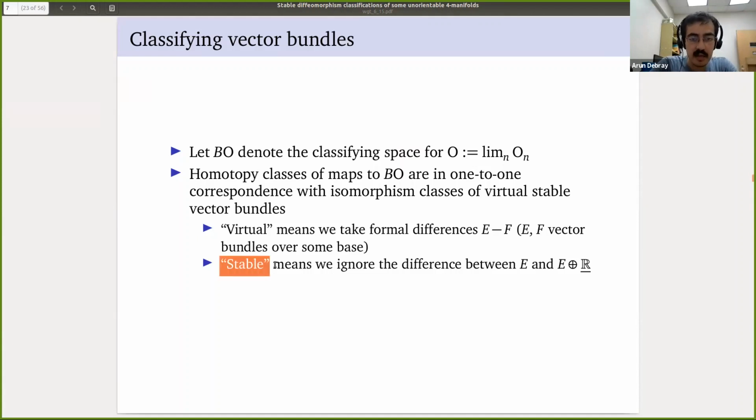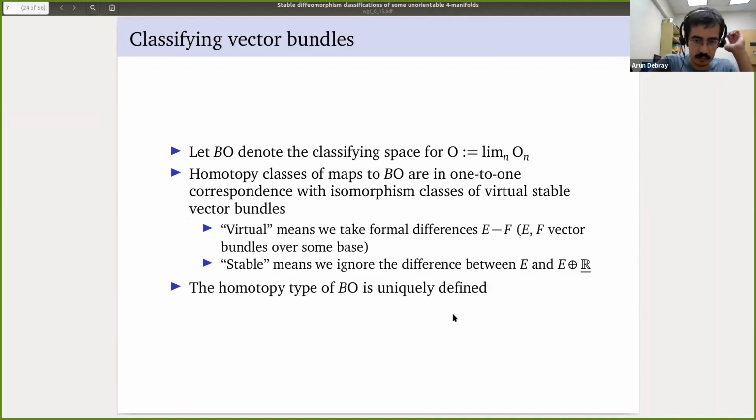And stable is saying that I sort of take off my glasses and don't notice the difference between a vector bundle and a vector bundle plus a trivial summand, which I think is here, even though I'm not wearing my glasses, I can't be sure. Good. So we're classifying virtual vector bundles, sort of introducing more data, and then stable, meaning quotienting out by an equivalence relation. And that's what maps to BO tell us. So BO is defined in a somewhat abstract way, but its homotopy type is uniquely defined.